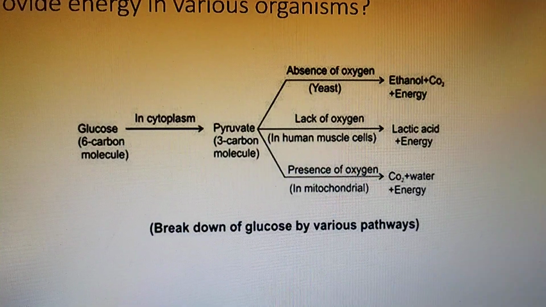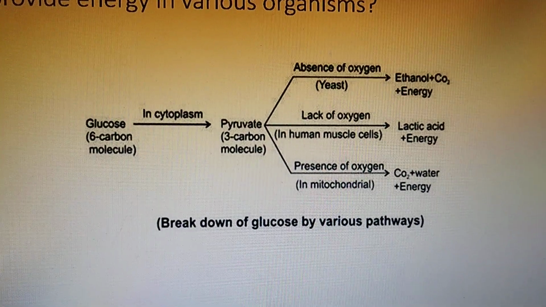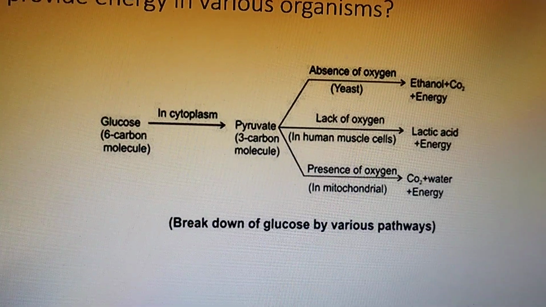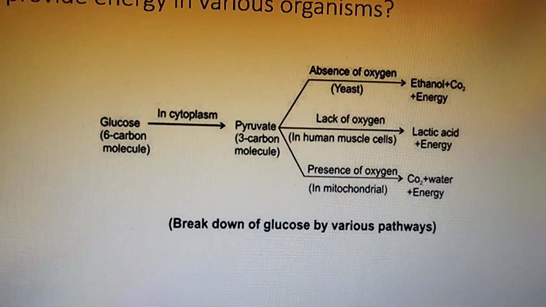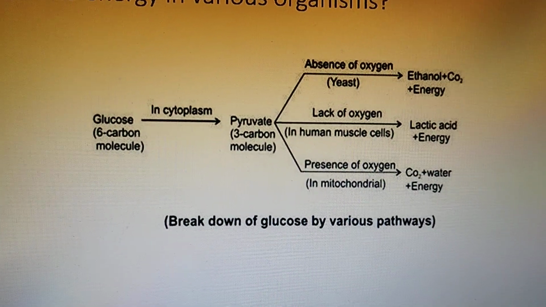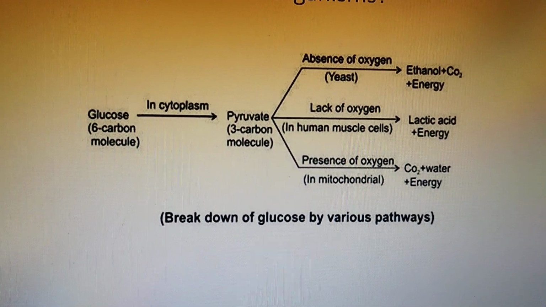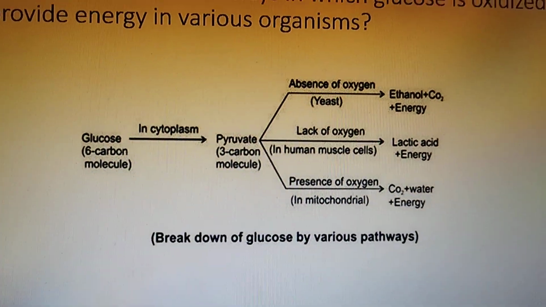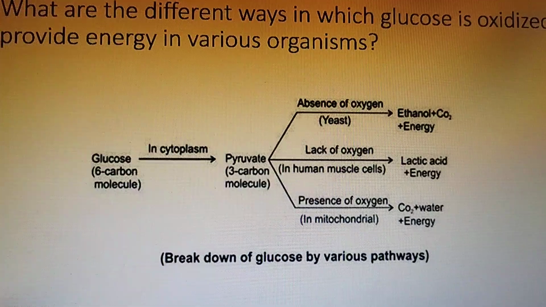If you give that flow chart, glucose to pyruvic acid takes place in the cytoplasm. If it is fermentation, definitely in the cytoplasm. If it is lactic acid formation, definitely in the cytoplasm. But if it is aerobic respiration, the process goes on in the mitochondria. That's how we know the mitochondria is called the powerhouse of our cell.